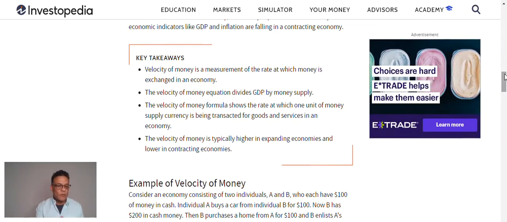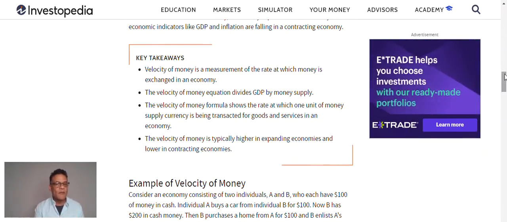So basically, real quick, money velocity is the measurement of the rate at which the exchange of money is happening within an economy. The velocity of money is an equation which divides GDP by the money supply. The velocity of money, again, is a formula that shows the rate at which one unit of money changes hands. The number of transactions was 3 in the video that was given.